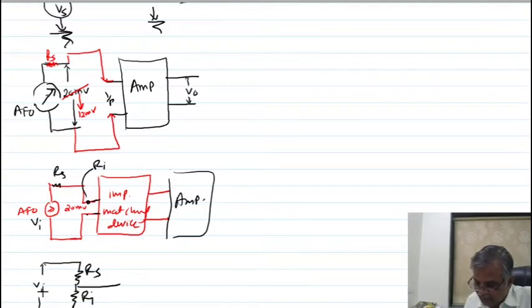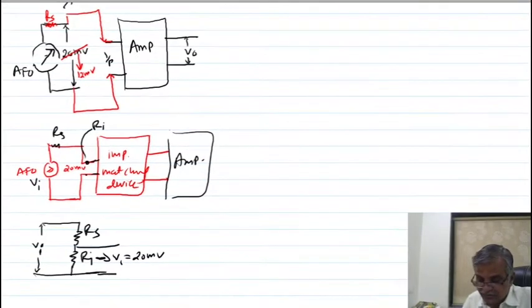You want this voltage at this V1, you want 20 millivolt. In the previous case it is not 20 millivolt because the impedance is not matched. Now what is the V1 I can say? V1 equals Vi into Ri upon Rs plus Ri.